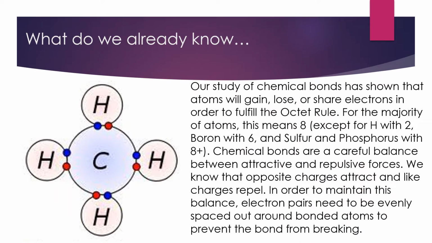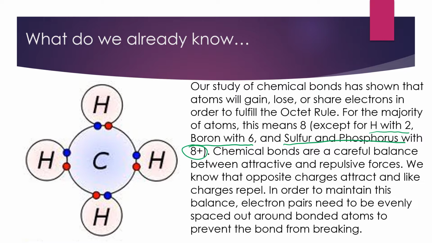What we already know. Our study of chemical bonds has shown that atoms will gain, lose, or share electrons in order to fulfill the octet rule. For the majority of atoms, this means 8 valence electrons, but with any rule there are exceptions. Hydrogen can be stable with 2, boron with 6, and sulfur and phosphorus can have more than 8.